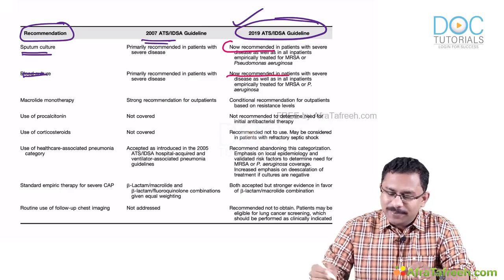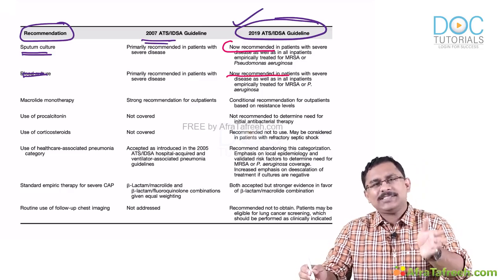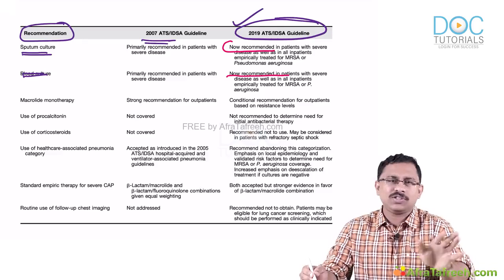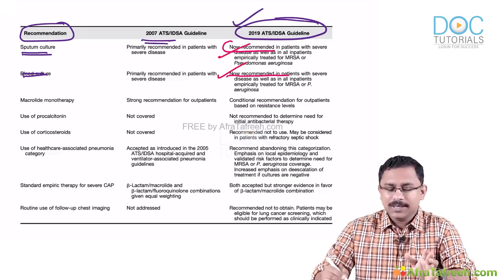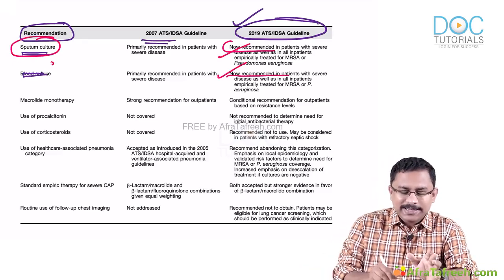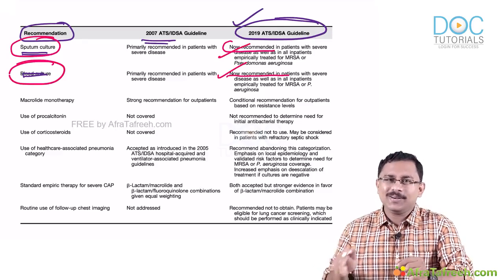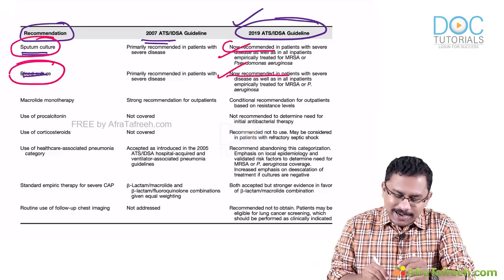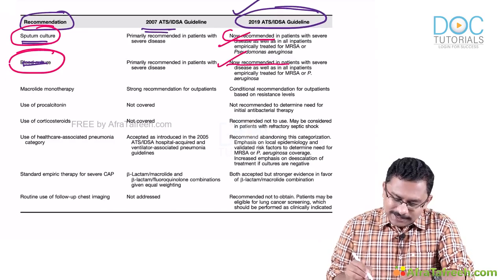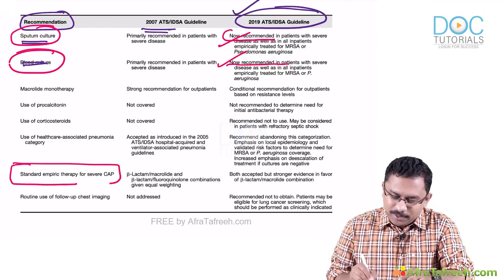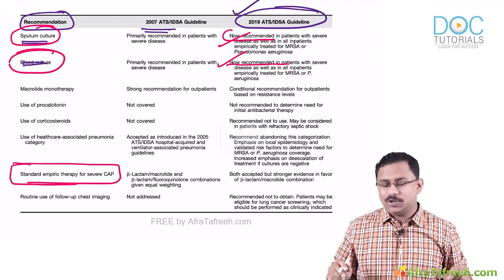But here, in patients with severe disease as well as the ones with moderate severity also, you have got to go for a culture. So remember, the guideline says sputum culture and blood culture in all patients with pneumonia who is being admitted. And see, next point is regarding the empiric therapy of severe community acquired pneumonia. That is the point I want to stress.